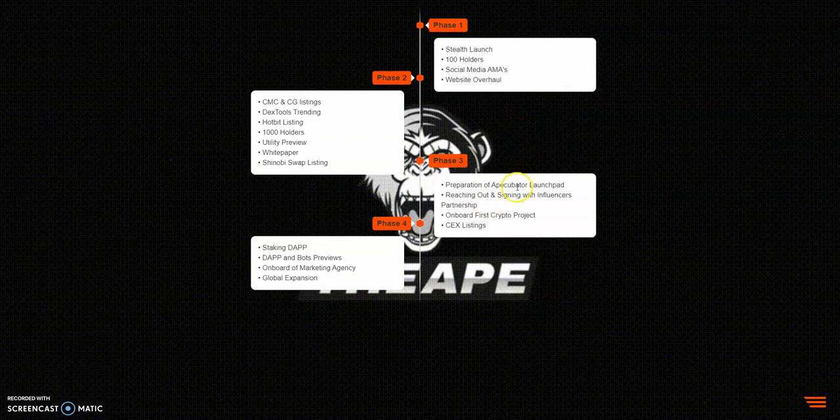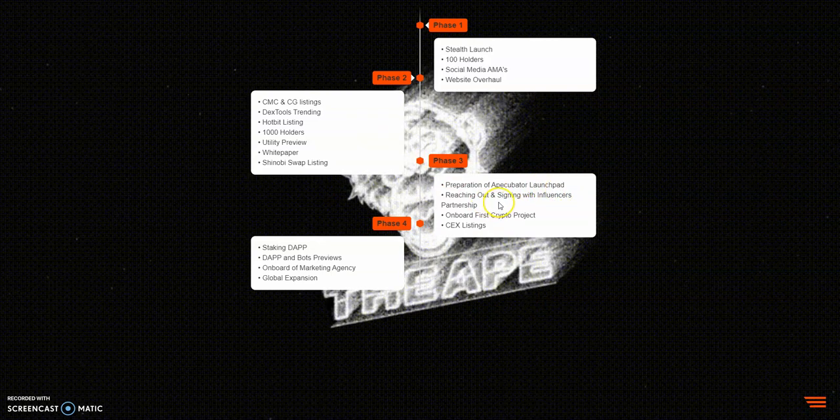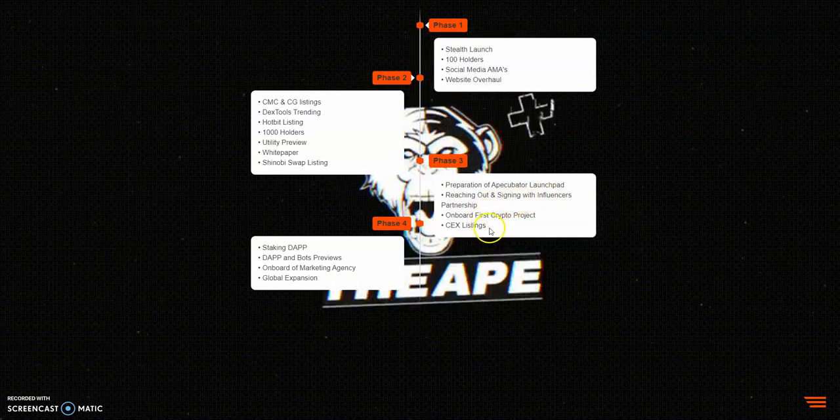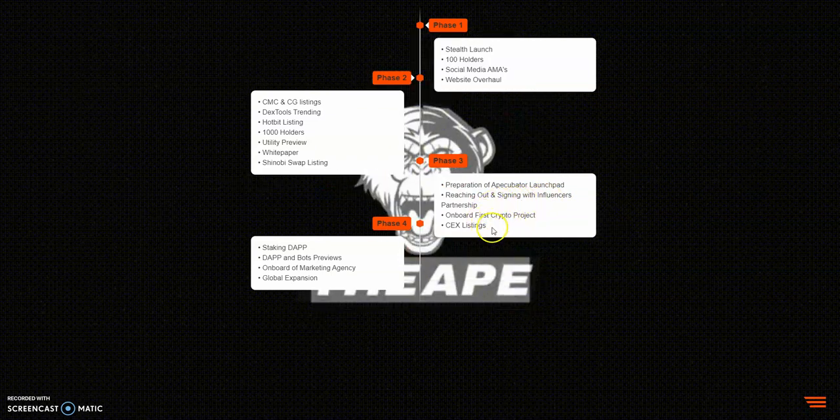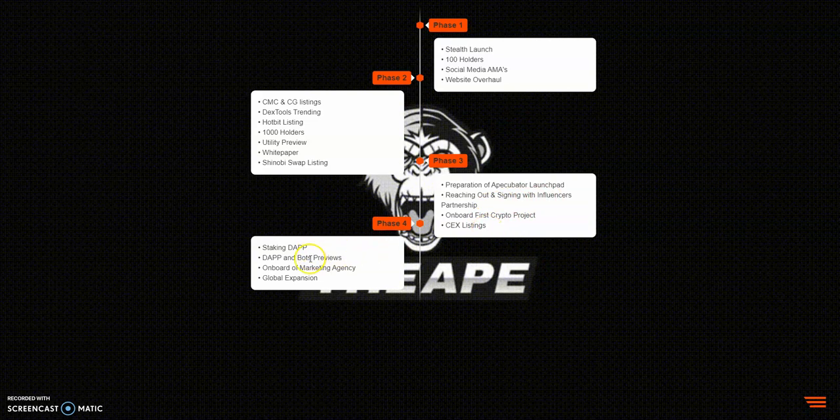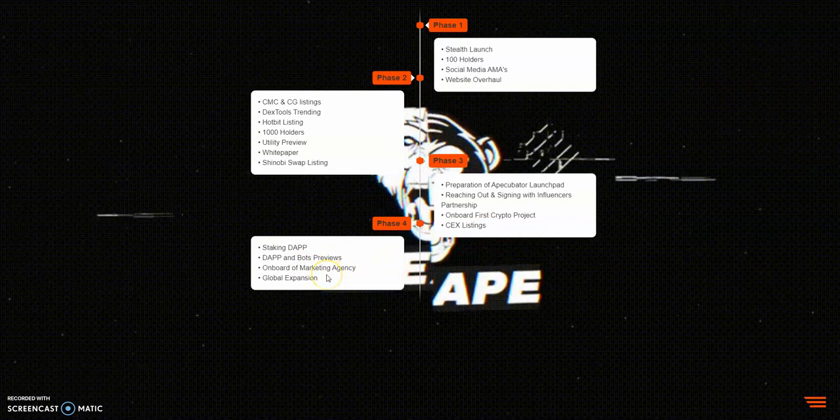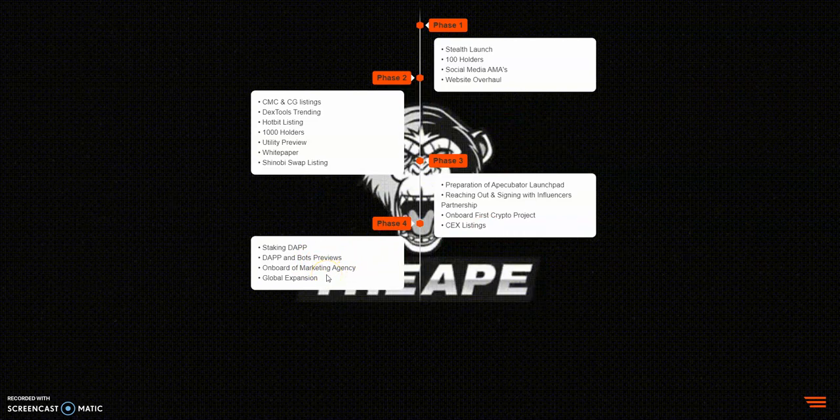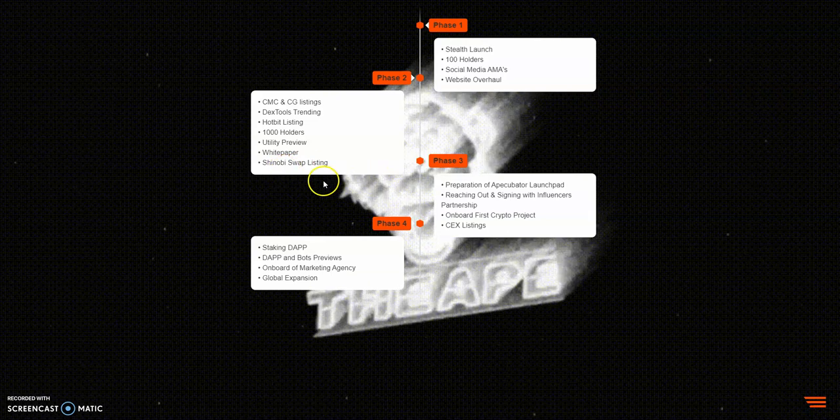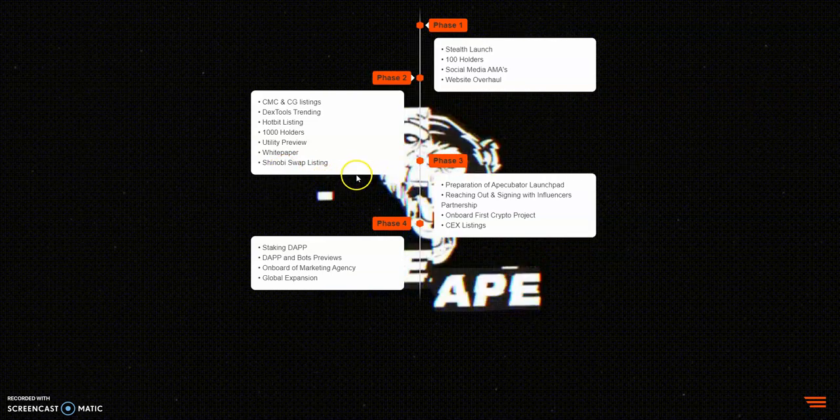We got preparation of ape incubator launchpad, reaching out and signing with influencer partnerships, onboard first crypto project, CEX listing, staking dApp, dApp and bots previews, onboard of marketing agency, and global expansion. I'm going to tell you right now, considering that we're right in this kind of sweet spot, some of these we're going to notice positive price action, and we'll get to that in just a bit.